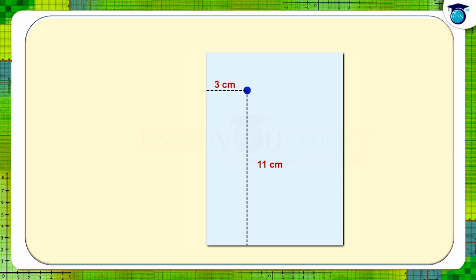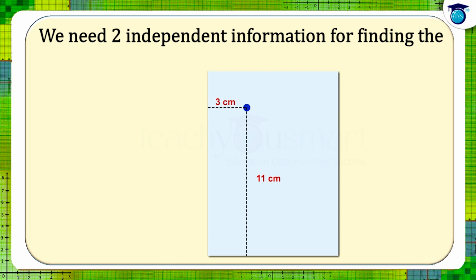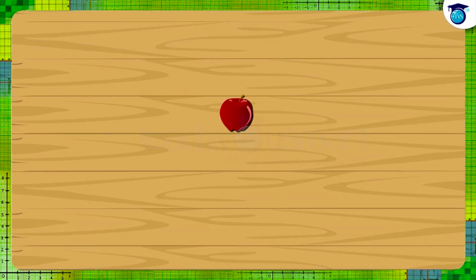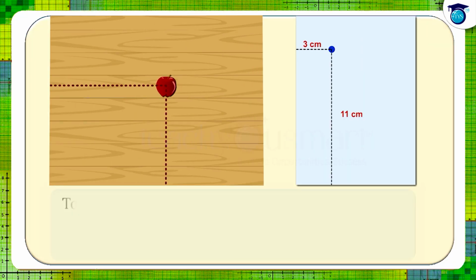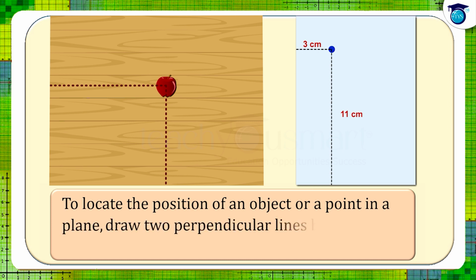Hence, we fix the position of the dot by specifying the distance from the left edge of the paper and the bottom edge of the paper. That is, we need two independent pieces of information for finding the position of the dot. Hence, we can conclude that the position of any object lying in a plane can be represented with the help of two perpendicular lines. That is, to locate the position of an object or a point in a plane, draw two perpendicular lines because a plane is two-dimensional.